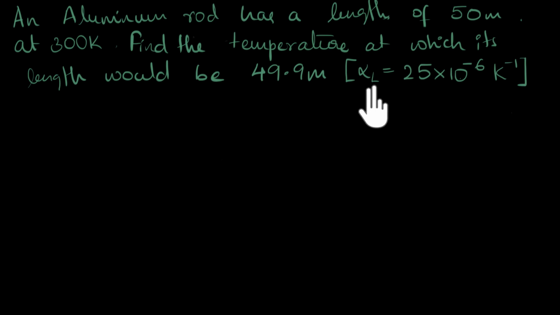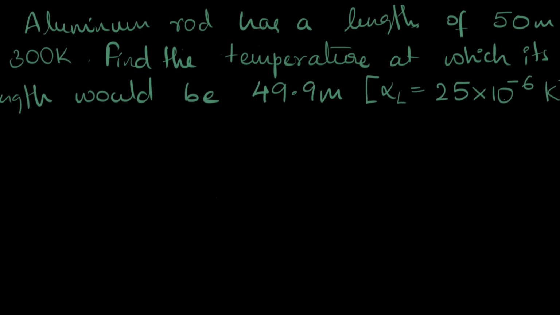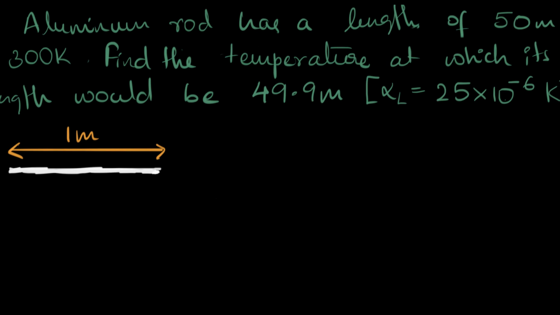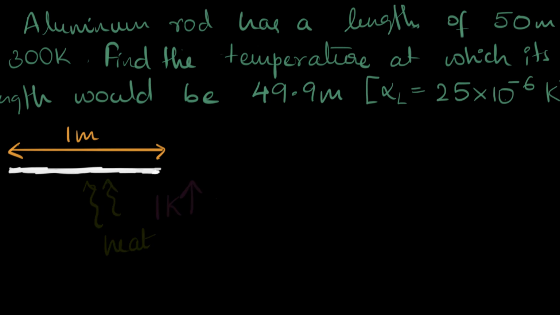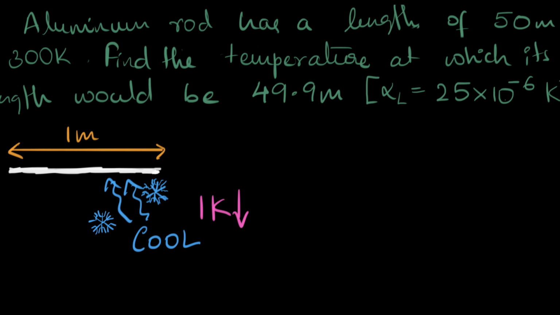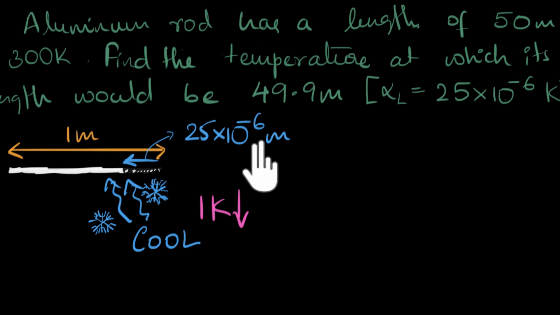What is the meaning of linear expansion coefficient? Well, it just means that if you have an aluminium rod of 1 meter and you heat it up and increase its temperature by exactly 1 Kelvin, then the rod would expand by 25 times 10 to the minus 6 meters. That's the meaning of this number. And similarly, if you were to cool it down by 1 Kelvin, then the rod would shrink in size by exactly 25 times 10 to the minus 6 meters. That is the meaning of alpha L.